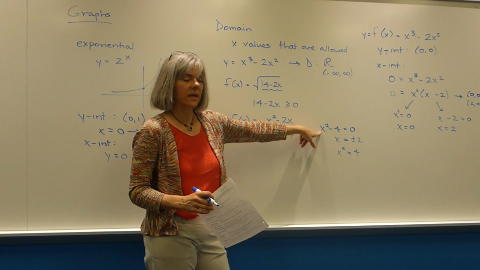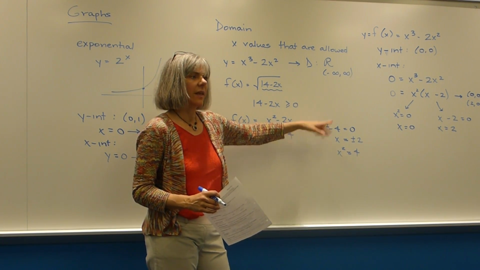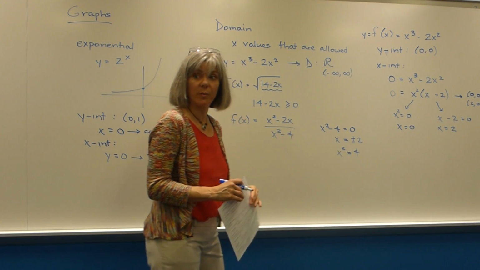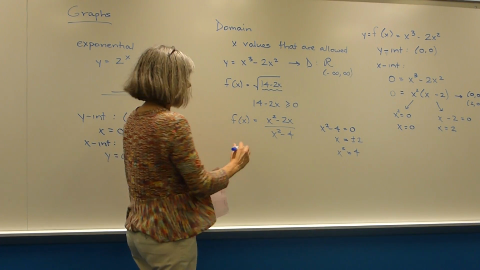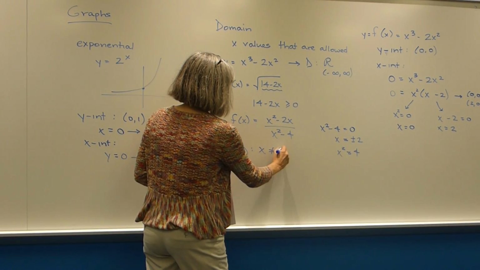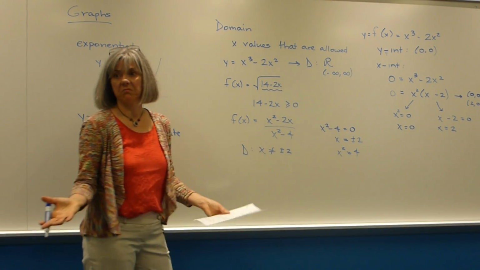X plus 2, x minus 2. Yeah, x plus 2, x minus 2. And that would give, so either way you get those same plus and minus 2. So these are not in the domain. So how would I write the domain? Kind of the shorthand sloppy way is to say, well, x cannot equal plus or minus 2.